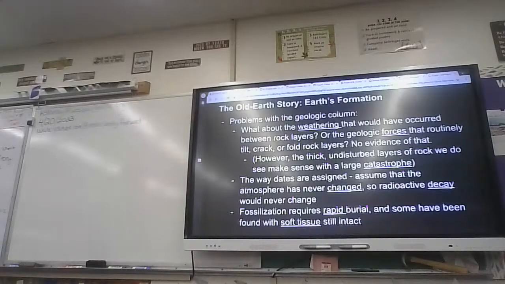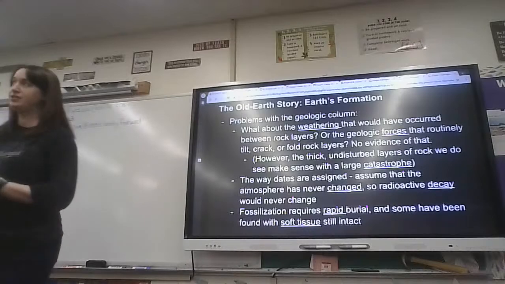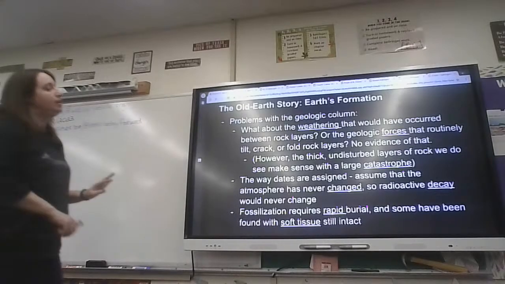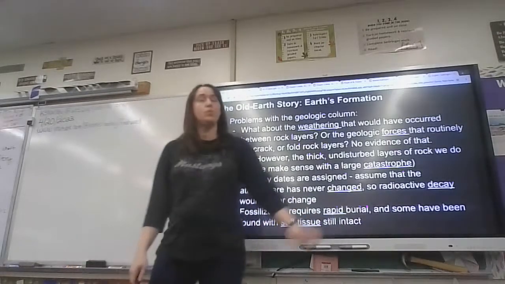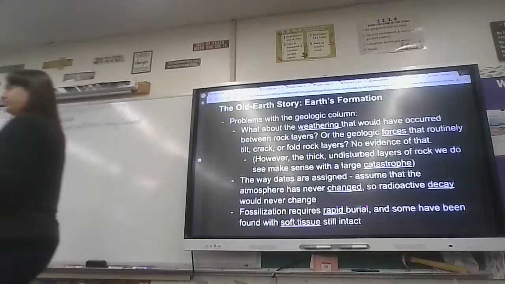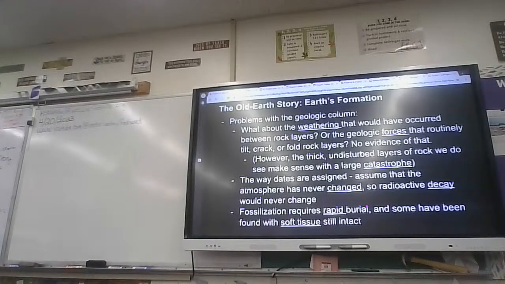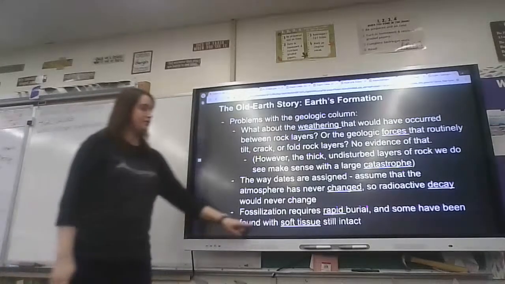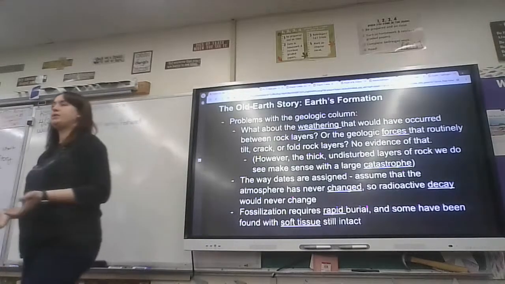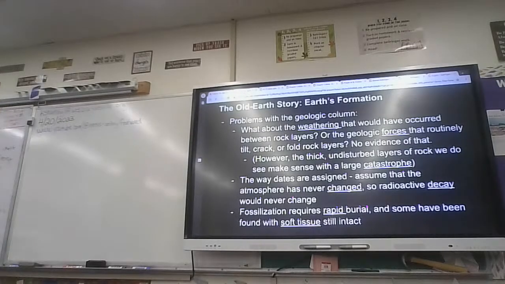All right. So second, moving on from the rapid burial point. Second, we found dinosaur fossils with soft tissue still intact. What do you mean by soft tissue? Meat, flesh. We're talking like skin, muscles, even blood cells.